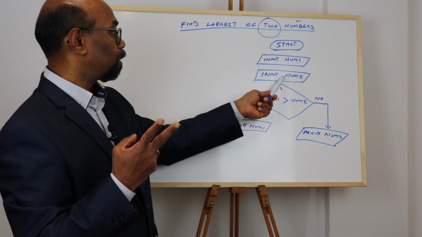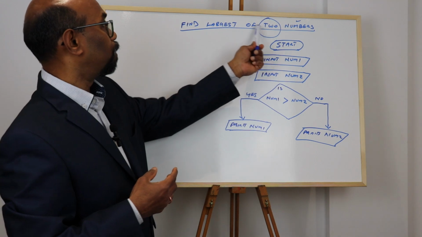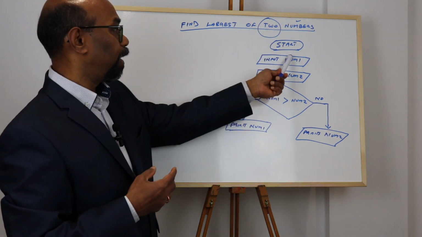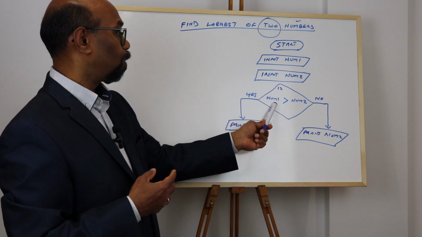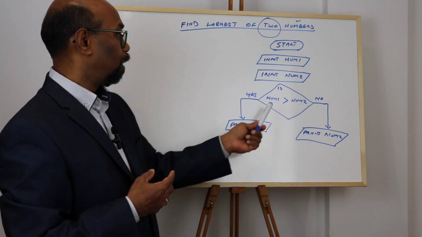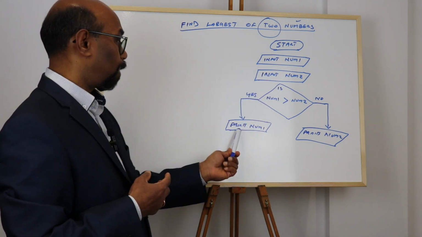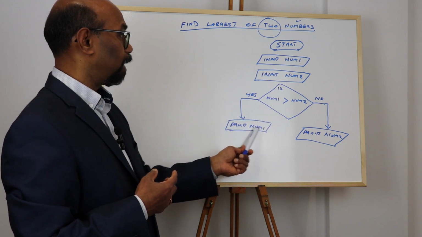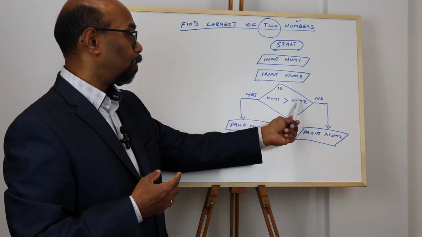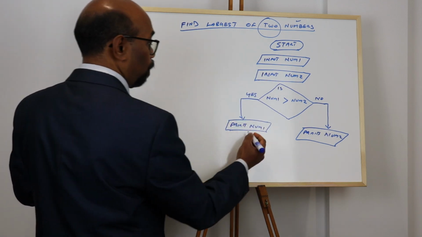We get two input numbers. How do we know two numbers? Because that's what the problem says: largest of two numbers. So we need number 1, number 2, and then you compare. Is number 1 greater than number 2? If the answer is yes, then print number 1, so we know number 1 is the biggest number. If not, number 2 is the largest one. So therefore the problem is solved now.